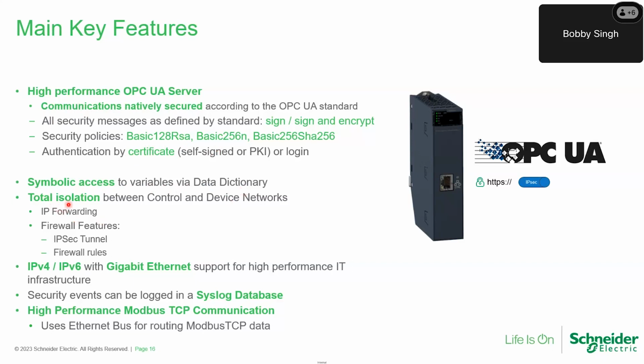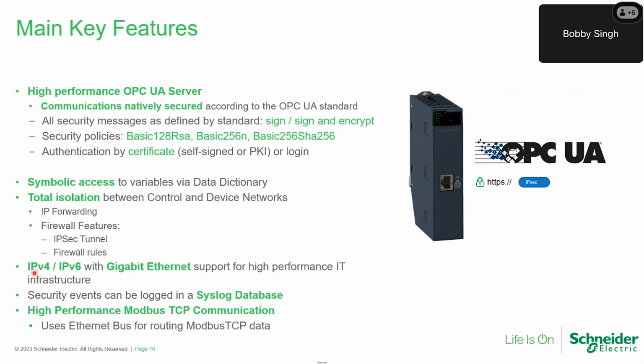You get complete isolation between the front control port, or any network that's connected to it, and the device network that's on the backplane port, the M580 Ethernet backplane. With that, you get IP forwarding and firewall features. And part of the firewall feature is the Internet Protocol Security tunnel, which I will demonstrate in use case 2, and the ability to add firewall rules. Now you have complete control over what could go in and out of the module, go through the module.